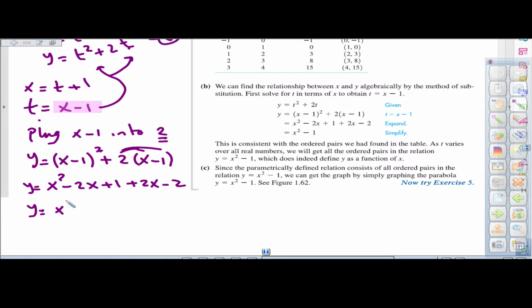I only have x squared. I see 2 x's minus 2 x's. They're gone. And I see negative 2 minus 1. That's a negative 1. So once again, we did arrive at an equation that has no t's involved. And that's what we want. You don't want t's. You want to eliminate this parameter, which is the t. And I've given you a couple examples here.